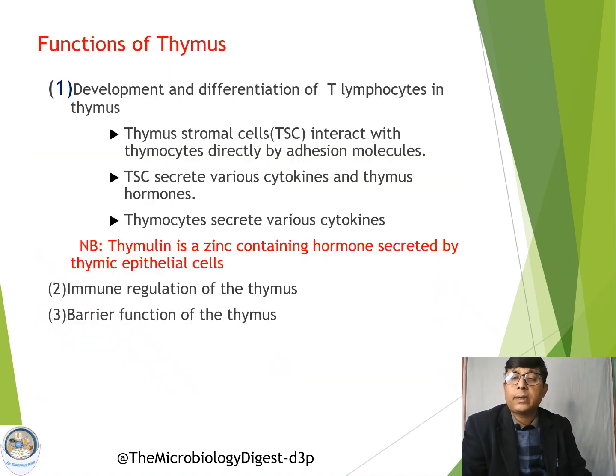Now, functions, as we have already discussed: the thymus is the site for T cell maturation and differentiation. Also, the thymus secretes some cytokines as well as some enzymes, and it also regulates the immune response. To cite an important hormone produced by the thymus, it is thymulin. It is a special zinc-containing hormone which is secreted by the thymus.